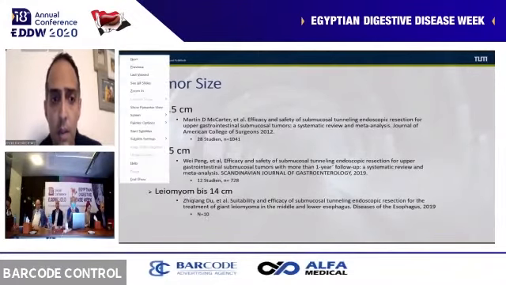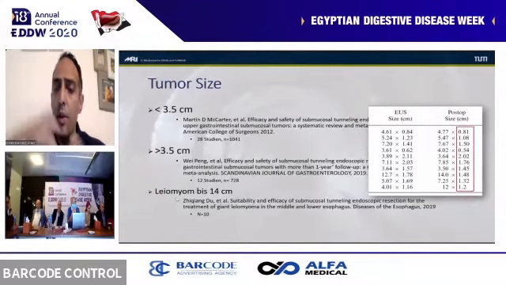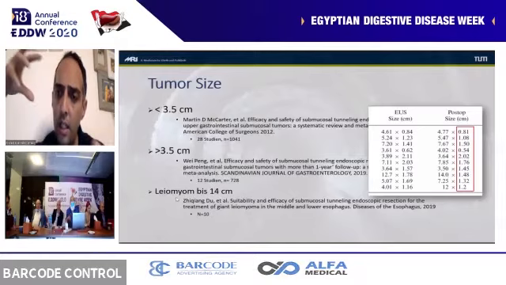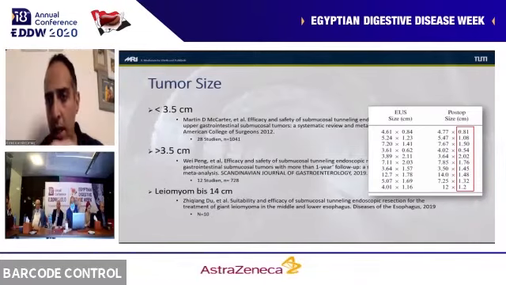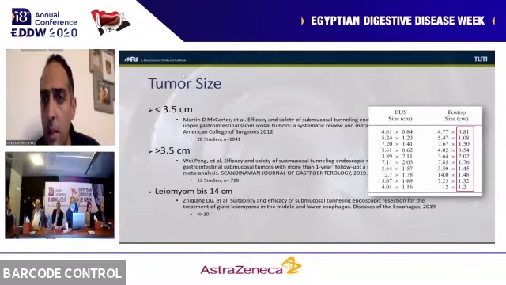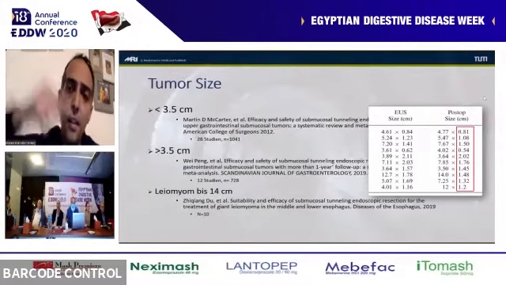But we have to take care here how they describe the size of the tumor. A tumor is a 3D model. It has a long axis and a diameter. Usually when they say 14 centimeters, as you see here in this table, they measure it in the length, not in the thickness.